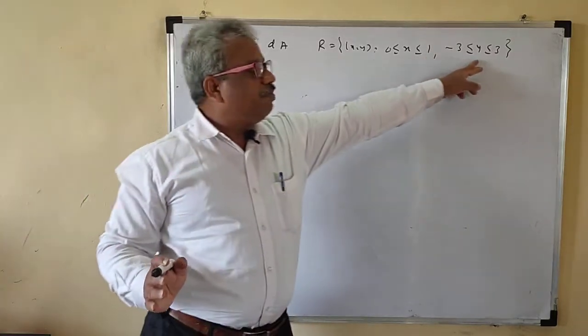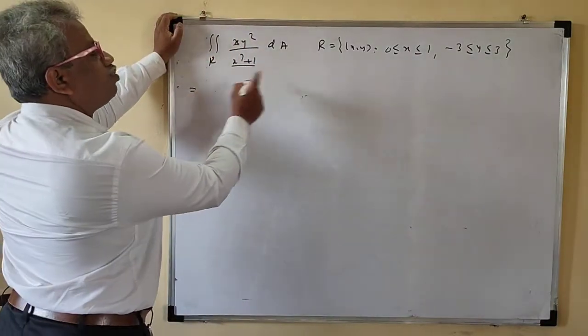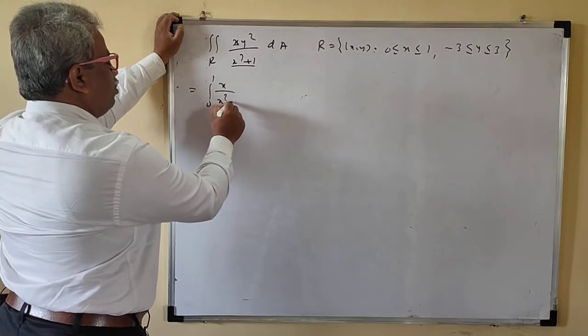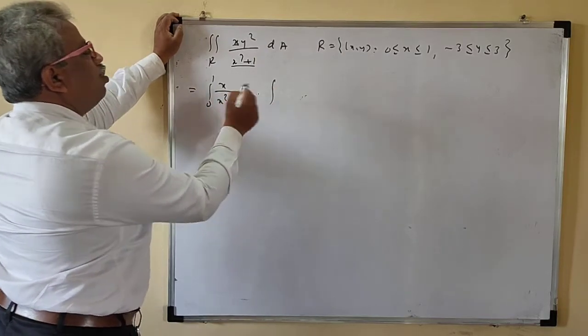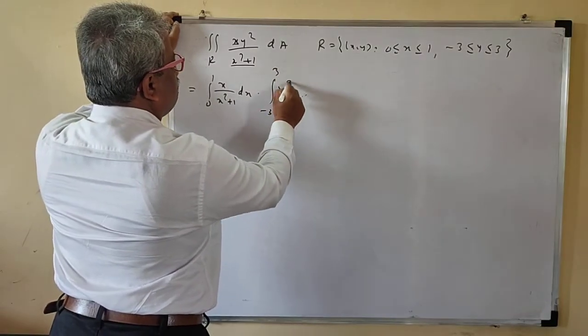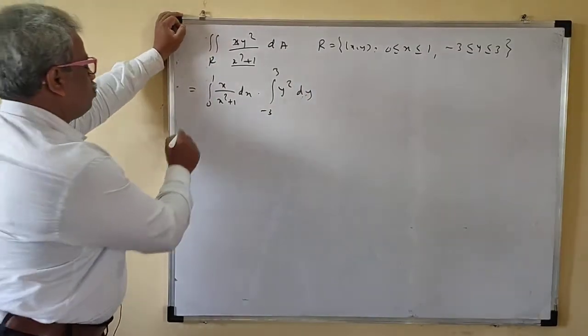Now see these limits. Limits are also constant, so this becomes very easy now. So we write limits of x, this is 0 to 1, and function of x only we write here, so this is dx into. Then the limits of y, this is minus 3 to 3, y square dy. So I can integrate this.